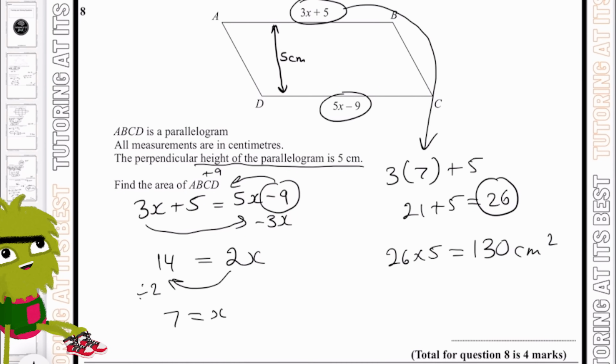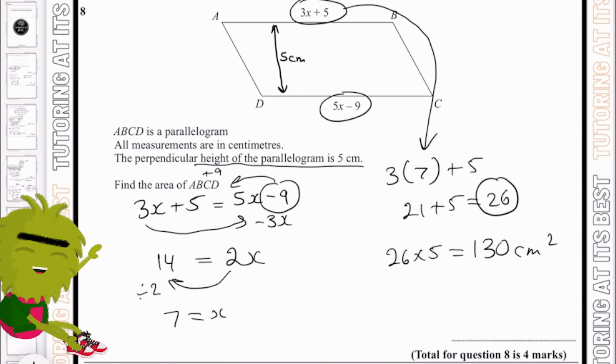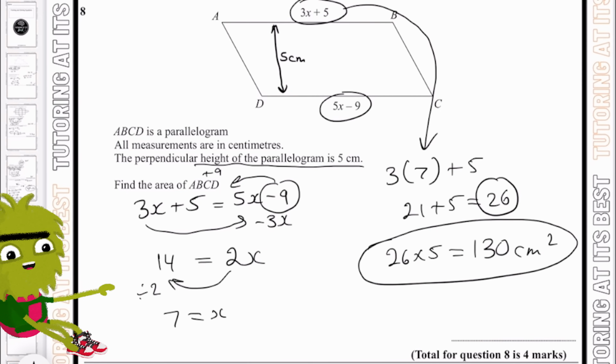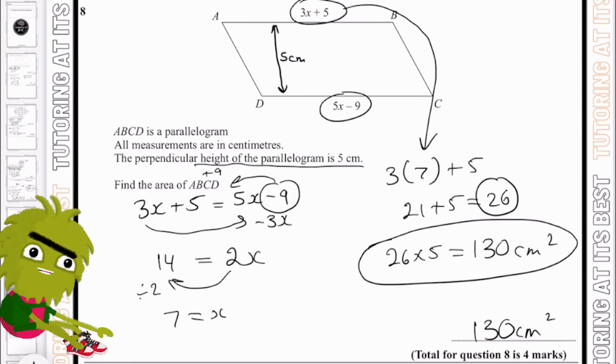So again, for those who don't know the area of a parallelogram, we can simply do length times width. So what have I done? I've gone ahead and I've found the value of x before then timesing this by 5, which is my length times width, and I've got my answer as 130 centimeters squared.